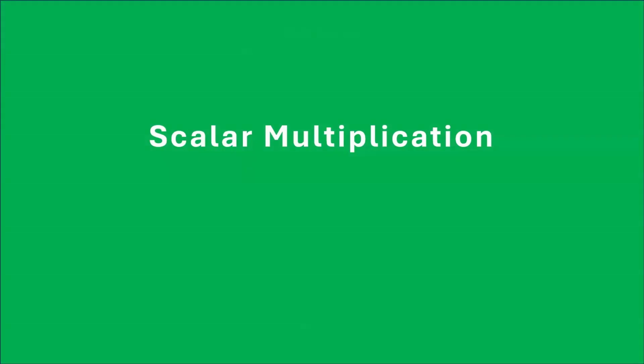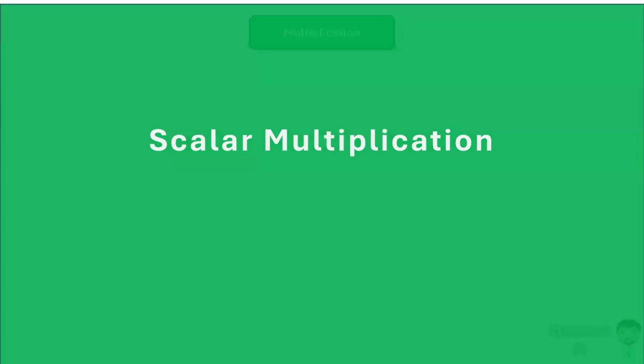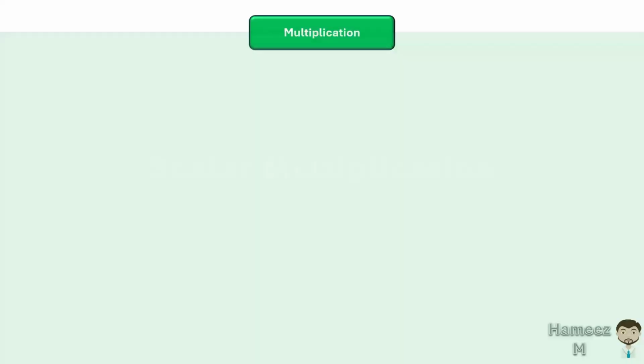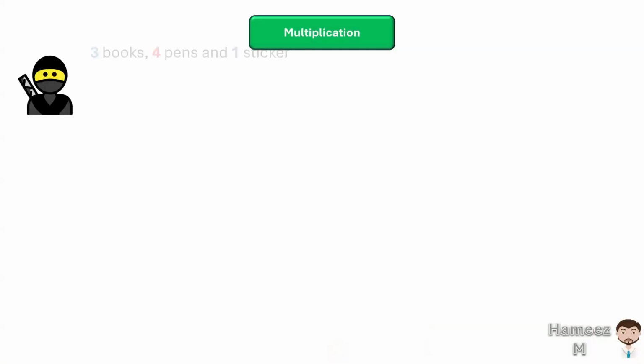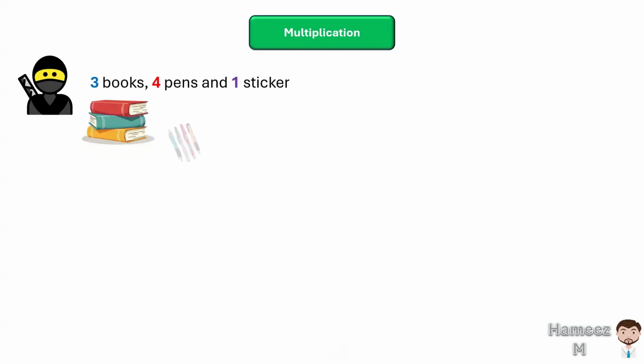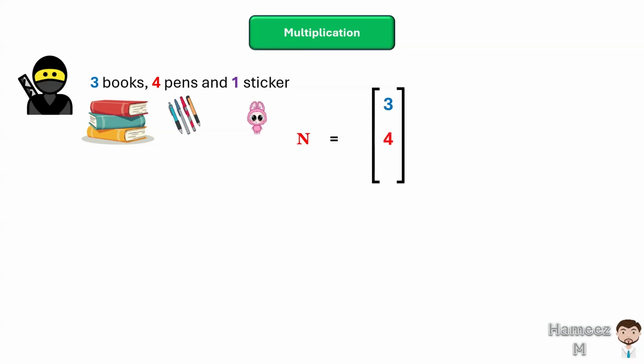Scalar multiplication, which is the last major thing we're doing here. So let's consider the idea of Mr. Ninja. He has 3 books, 4 pens, and 1 sticker. 1 pink Lubaloo sticker. That's his favorite color. So N for Ninja, we can represent this information as 3, trying to use the same colors, 4 for pens, 1 for sticker.